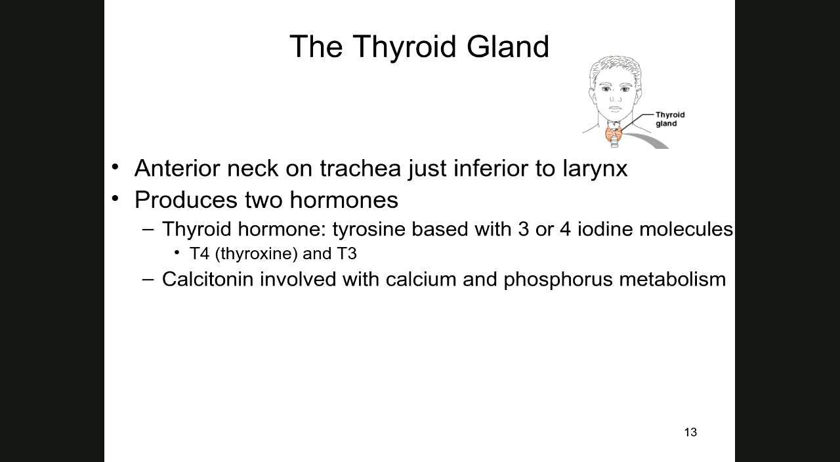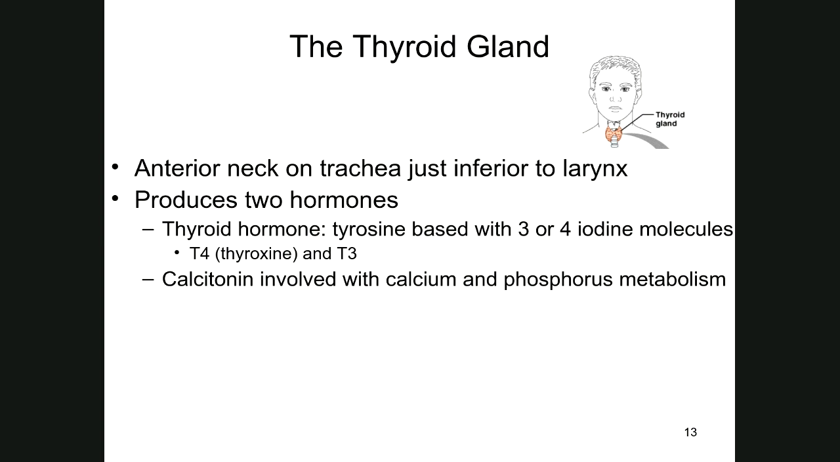Let me zoom out. The thyroid gland. The thyroid gland exists on the anterior neck, on the trachea, just inferior to the larynx, and has the form of a butterfly. It produces 2 major hormones. Thyroid hormone, the tyrosine-based hormones, have 3 or 4 iodine molecules. We call them T3 or T4, thyroxine. Calcitonin, another hormone, is involved with calcium and phosphorus metabolism. So those are the major hormones that are produced by the thyroid.